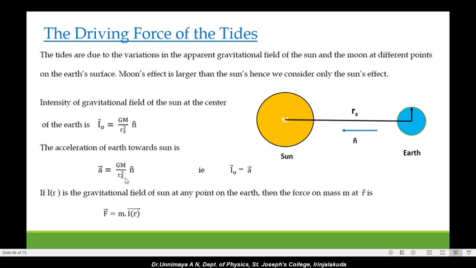A is GM by r square, which is equal to I0. So I0 is equal to A.